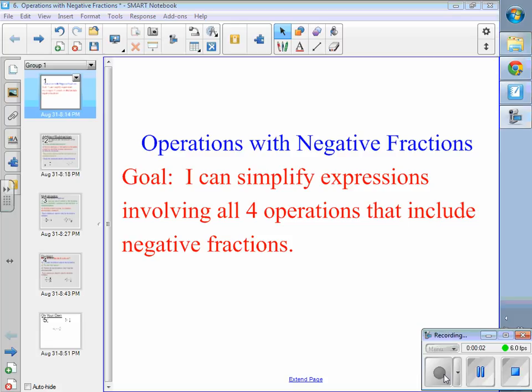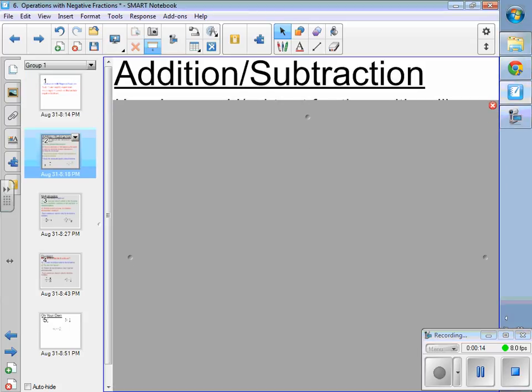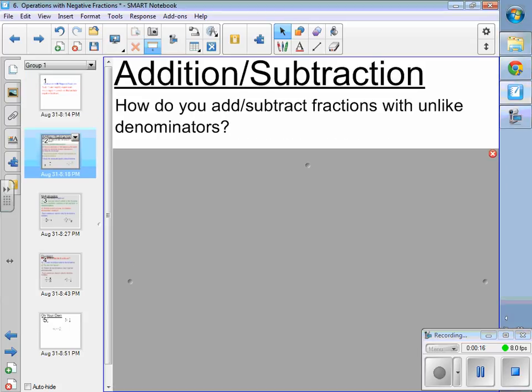Our lesson for today is operations with negative fractions. Our goal is that we can simplify expressions involving the four operations that include negative fractions. Addition and subtraction: how do you add and subtract fractions with unlike denominators?